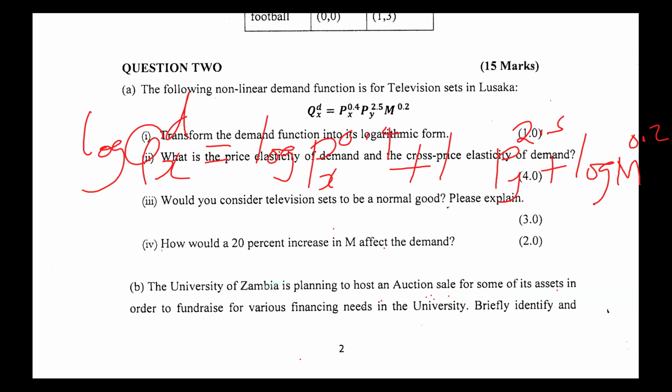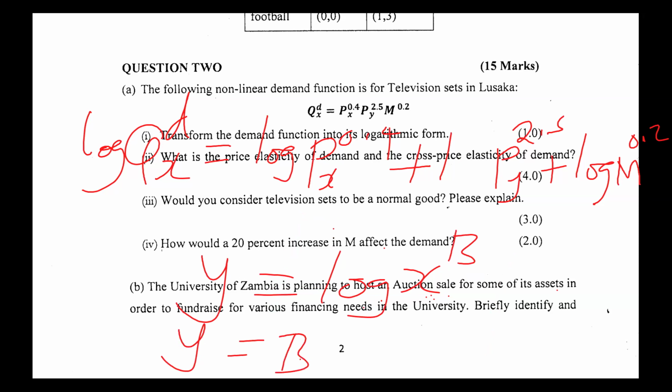From here, according to the rules of logs, there is a rule that says if you have a function y that is equal to log x to the power b, this can be rewritten as y is equal to b log x. This is what it means. You can drop the power as a coefficient, then log the variable.